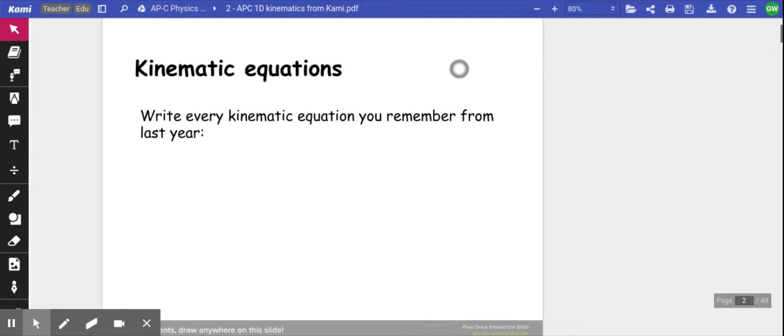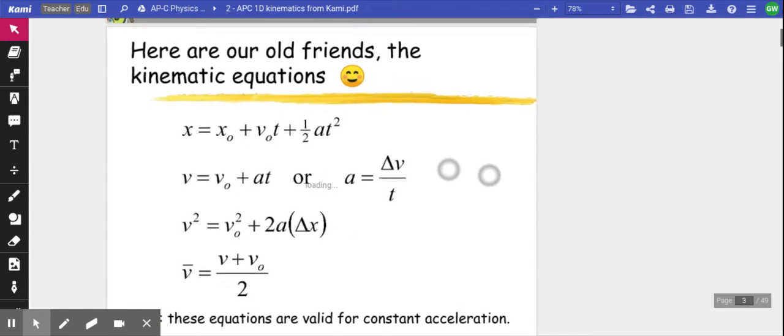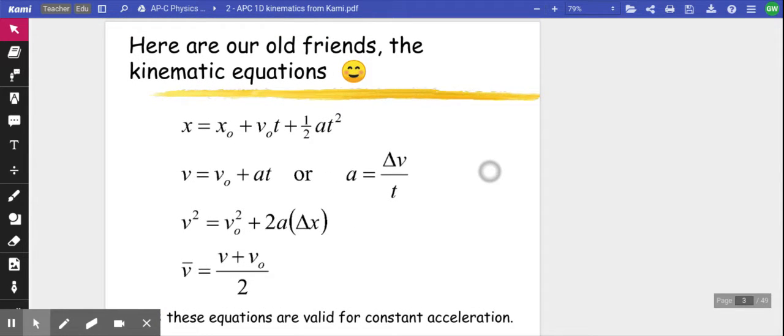We've taken physics before. Could you please stop and write down every kinematics equation you remember from last year? Let's have a look. Okay, so these are our equations from last year. Do you remember these? Are these the equations you remember? Did you get the squares right, and the factors of 2 and 1/2, and the final velocities versus the initial, and all that? Check if you got them right.